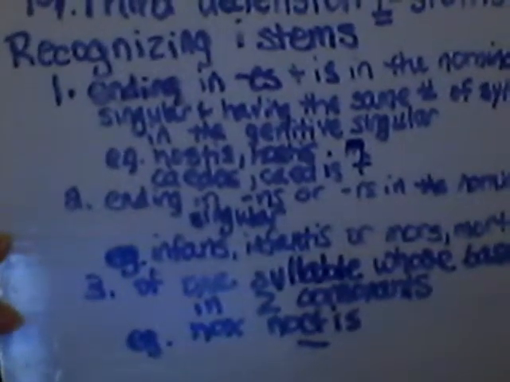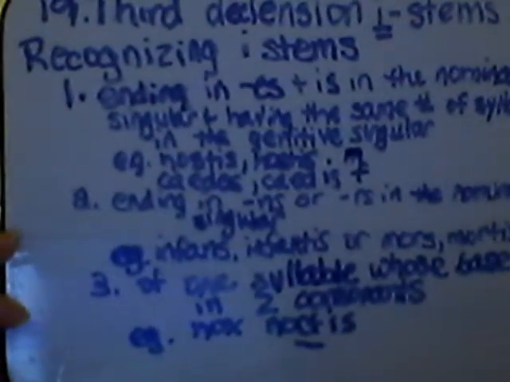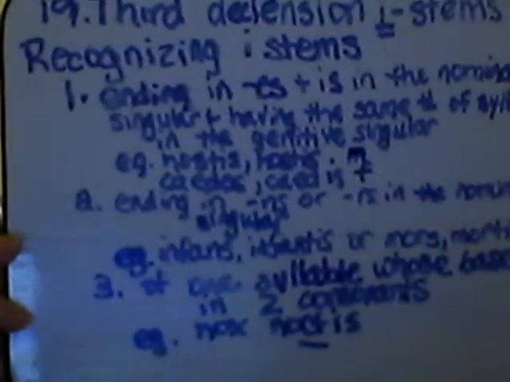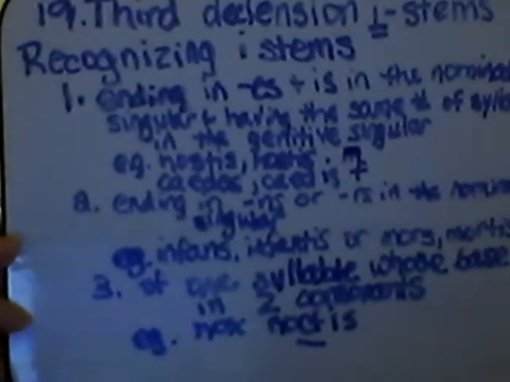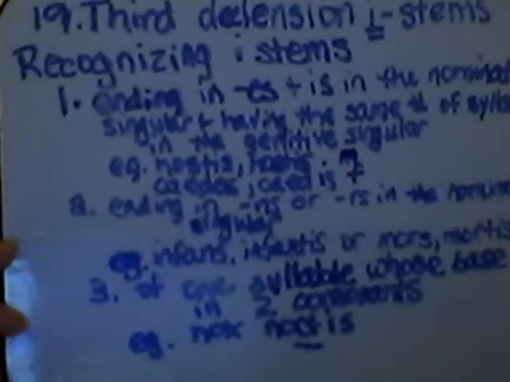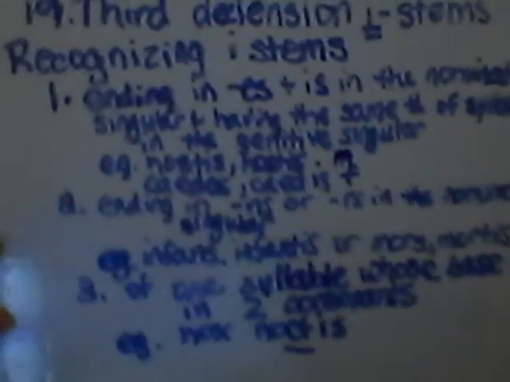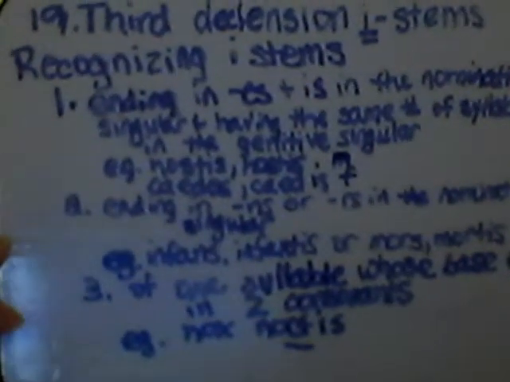Number 2, ending in -ns or -rs in the nominative singular, e.g. infans, infantis, masculine baby, or mors, mortis, feminine death. Third, if it's one syllable whose base ends in two consonants, like nox, noctis, so you have the CT, feminine night. So that's again on page 86, and that's for the masculine and feminine.